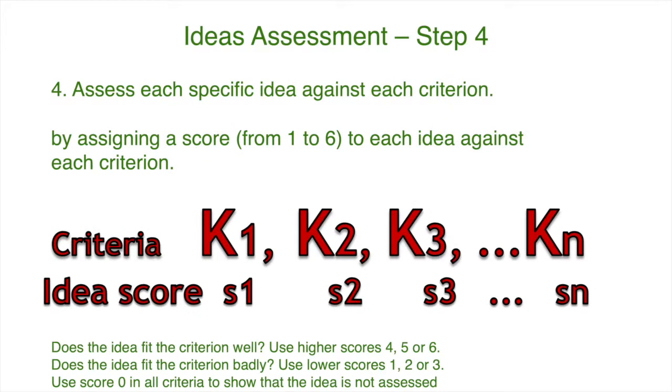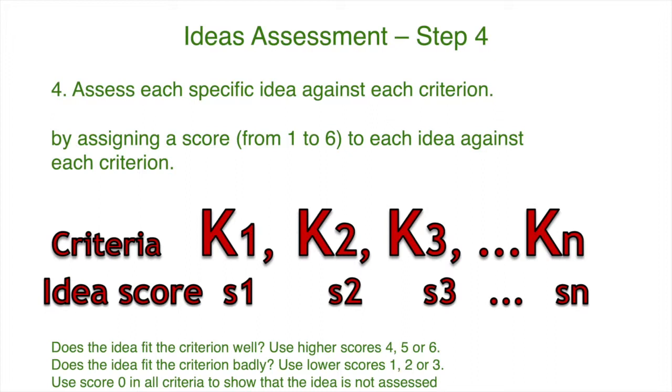The next step, step 4, is basically assessing each specific idea against each criterion. And we do so by assigning a score, once again from 1 to 6, where 1 is the lowest and 6 is the highest score. And we assign a score to each idea against each criterion. So the idea will get 1 score S1 against the criterion K1, S2 for K2, etc.